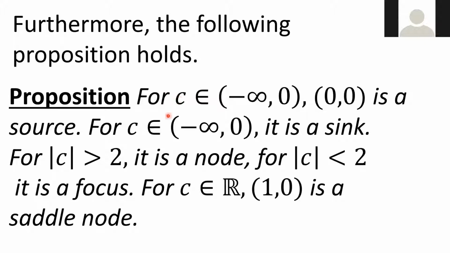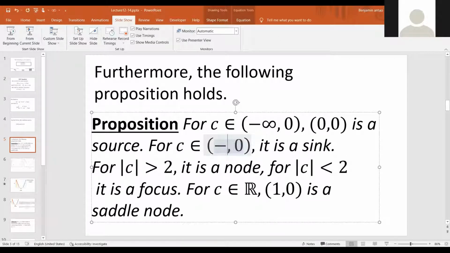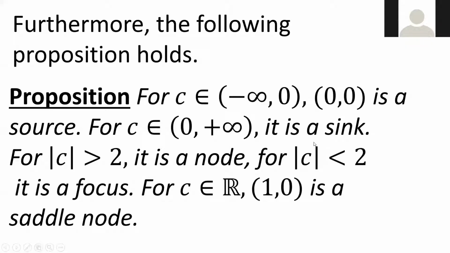c is negative, (0,0) is a source. Oh, there's a typo here, but if c is positive, let's correct that right now. So if c is positive, it's a sink.